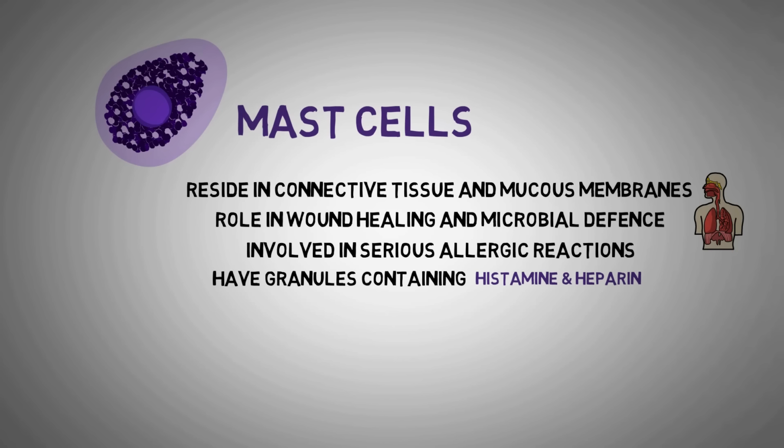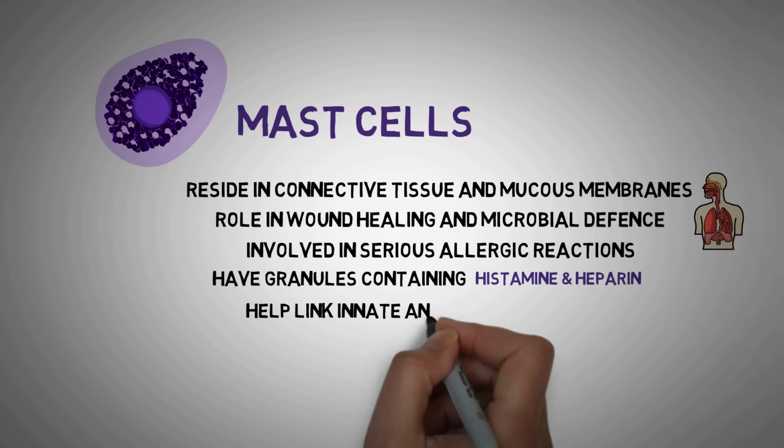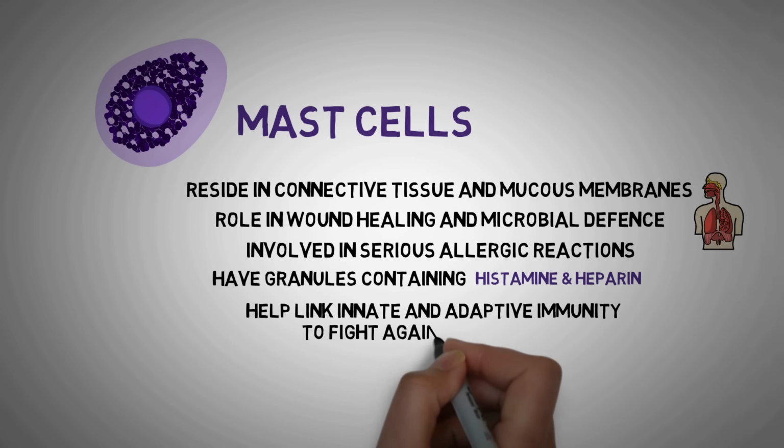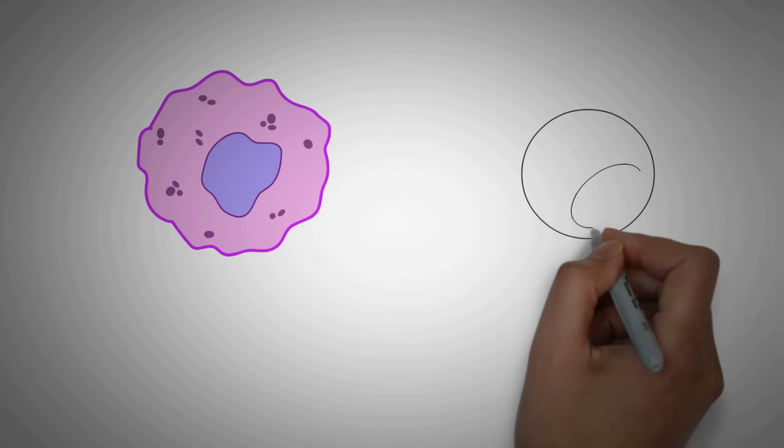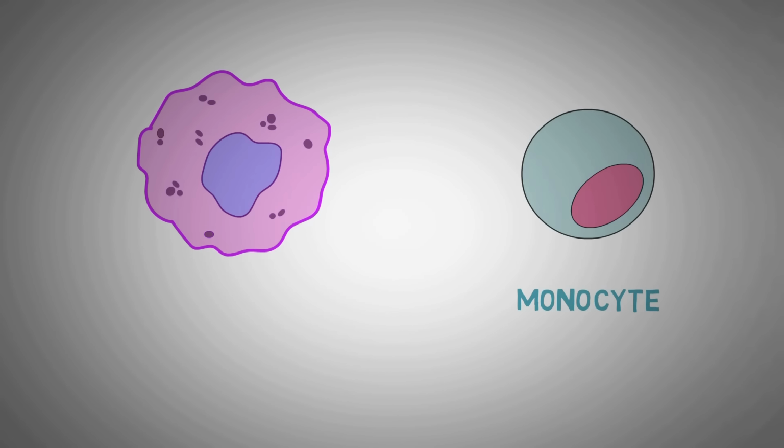Mast cells also have numerous granules in them that contain abundant quantities of histamine and heparin. Histamine dilates blood vessels, which produces the characteristic signs of inflammation, and recruits neutrophils and macrophages. They also help to link the innate and adaptive immunity to fight against pathogens. The next two important cells that we have in the innate immune system are the monocytes and the macrophages.